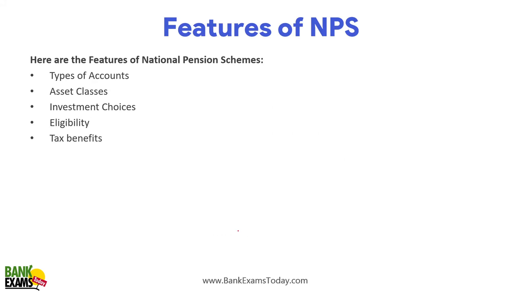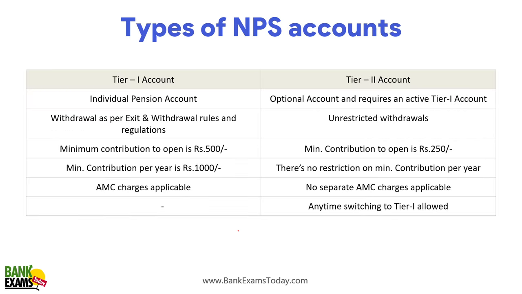Okay, so in features we are going to discuss the types of NPS accounts, asset classes, investment choices, eligibility and the tax benefit. So types, there are basically two types. The first one is the individual pension account, right, in which there are withdrawal rules. In this session in general we are going to discuss the tier 1 account, zyada discuss ho raha hai. Tax benefit bhi isi ke hi hai, right?